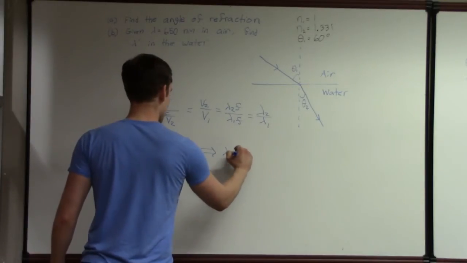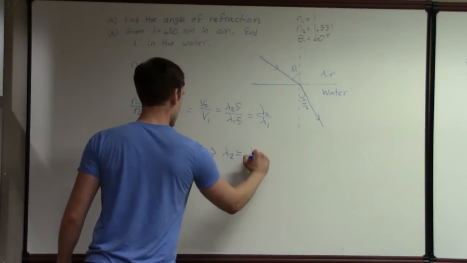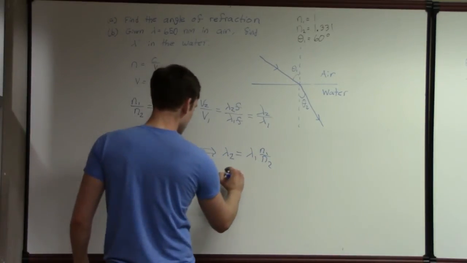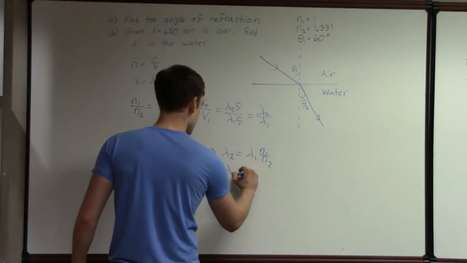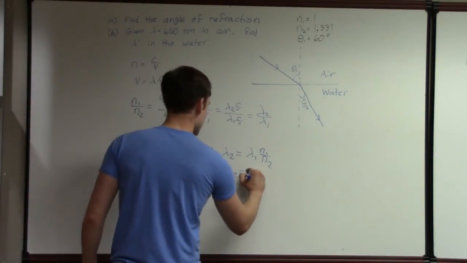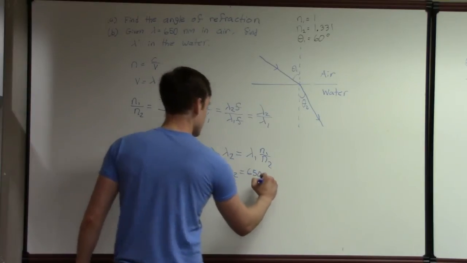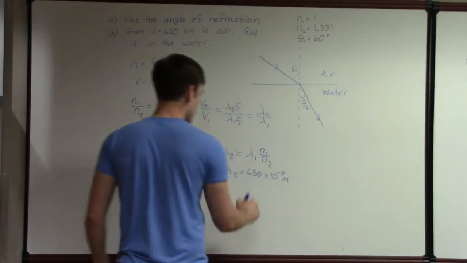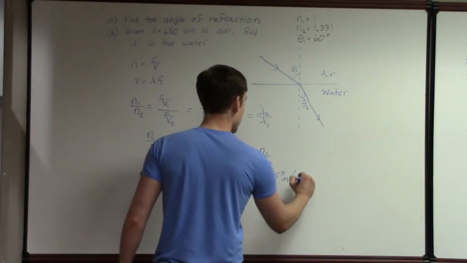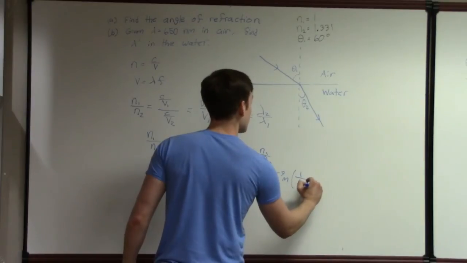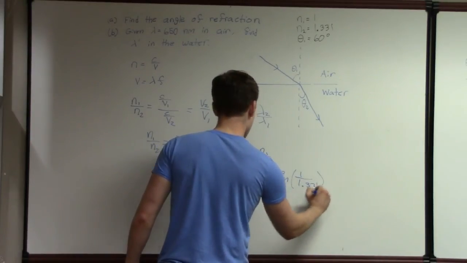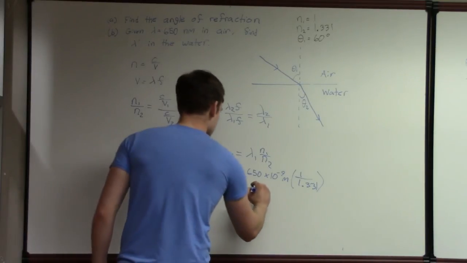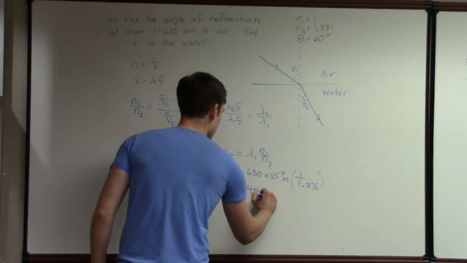Lambda 2 equals lambda 1 times N1 over N2. So lambda 2 is going to be equal to, lambda 1 is 650 nanometers, so that's times 10 to the negative 9 meters, times N1 over N2, which is 1 over 1.331, and you should get that the wavelength of light in the water is equal to 488 nanometers.